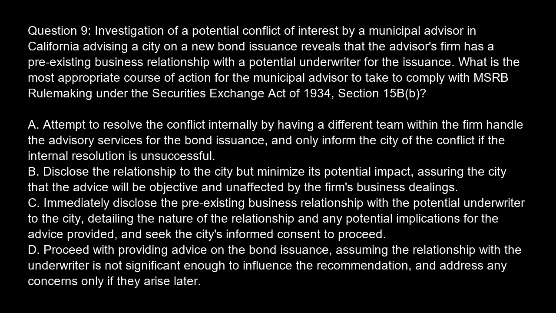Option C. Immediately disclose the pre-existing business relationship with the potential underwriter to the city, detailing the nature of the relationship and any potential implications for the advice provided, and seek the city's informed consent to proceed. Option D. Proceed with providing advice on the bond issuance, assuming the relationship with the underwriter is not significant enough to influence the recommendation, and address any concerns only if they arise later.